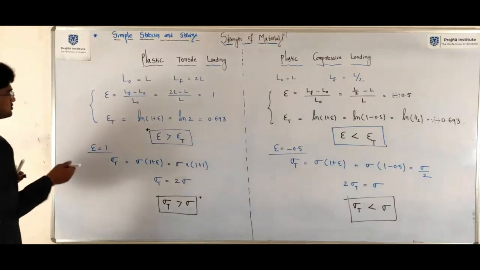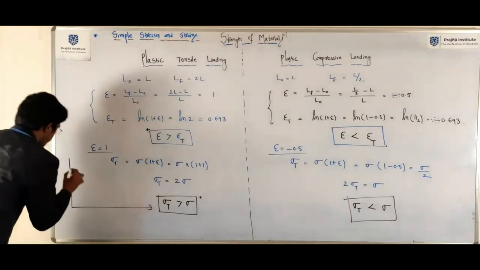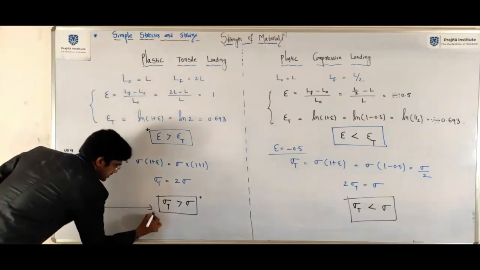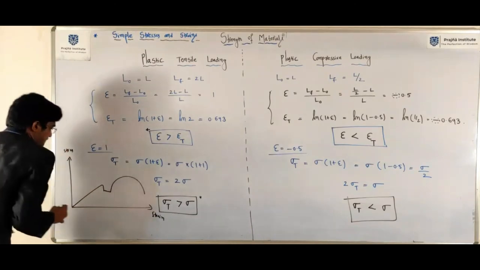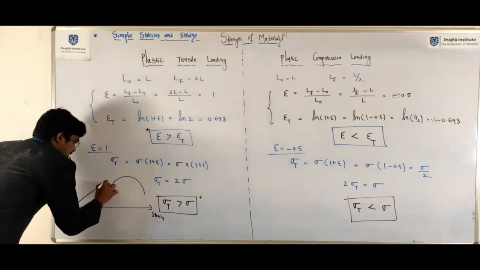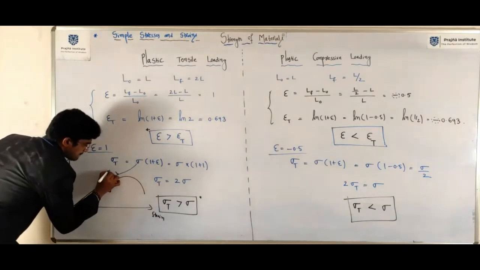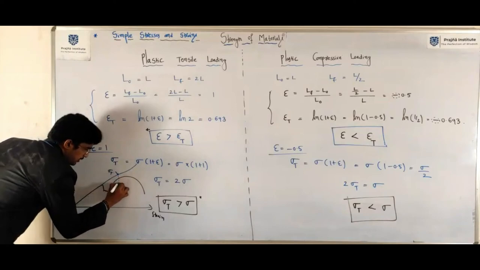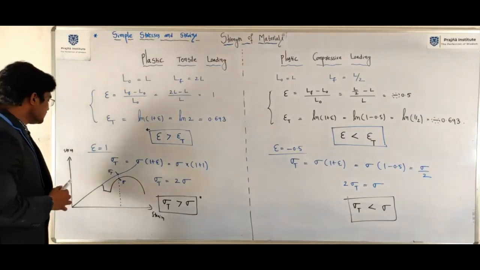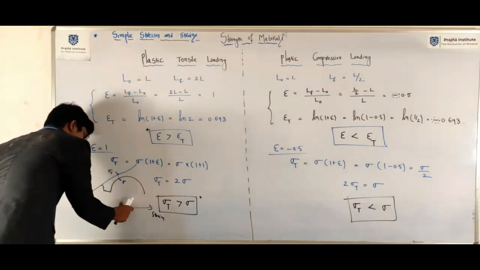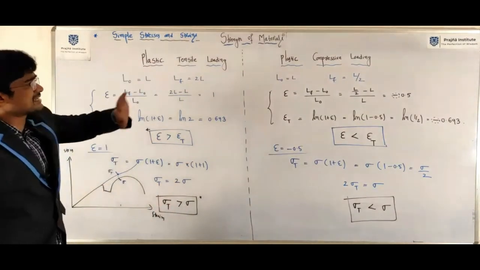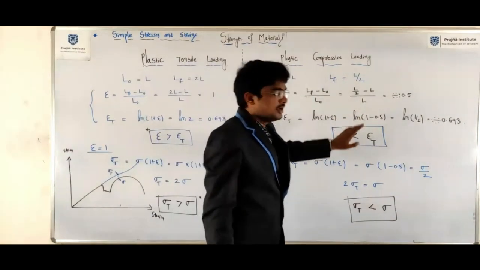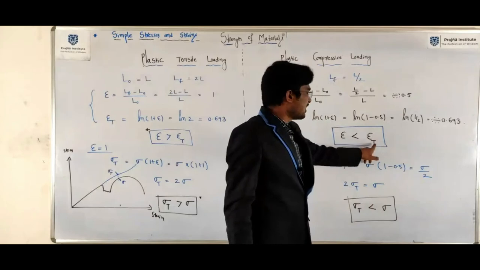Now we already observed that this is stress and this is strain under uniaxial tensile loading. At this particular point, this is sigma e and this is sigma. Here sigma t will be greater than sigma for plastic tensile loading. In case of plastic compressive loading, sigma t will be less than sigma, and epsilon is less than epsilon t.